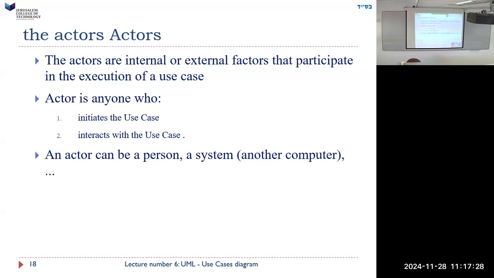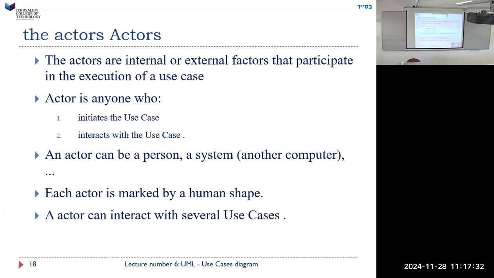An actor can be a person or a system, and each actor is marked by a human shape, which is interesting because what does that imply logically? If you're talking about the IRS system talking to my salary system, it would be represented as a stick figure also, even though the IRS is not a person, because it's an actor. An actor can be a system, and every actor is a human shape. So we have now turned systems into people. An actor can interact with several use cases.